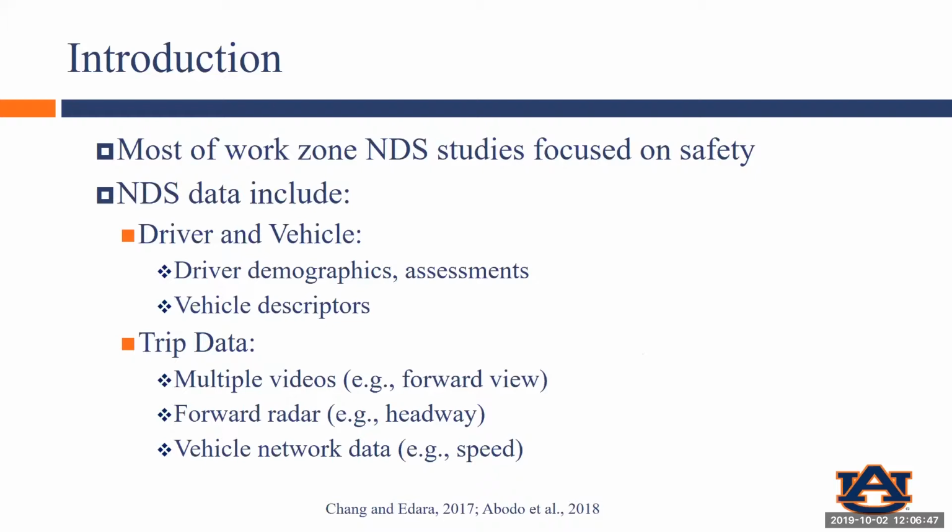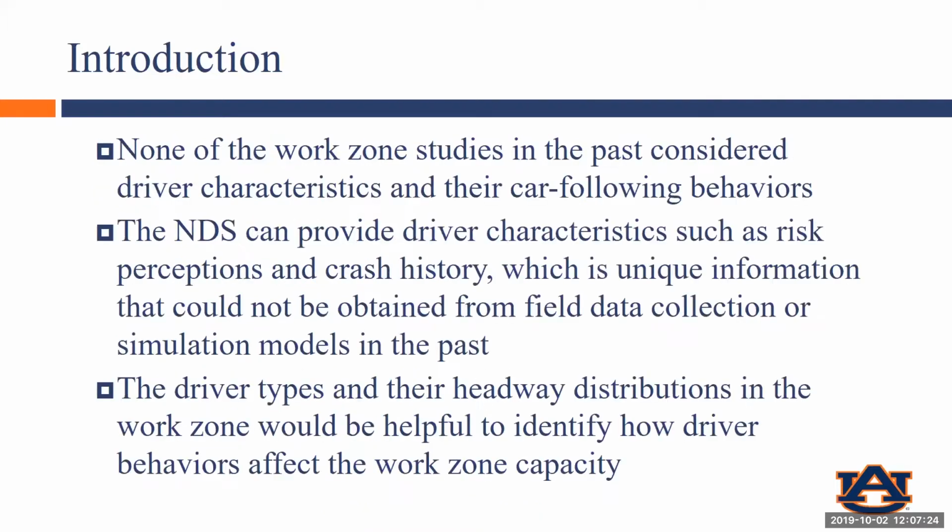The NDS data we collected include all the driver information, vehicle information, and their speed, deceleration, and acceleration rates. Trip data also include multiple videos, such as forward view videos, and headway data can be found from the forward radar data to find the time headways from the driving vehicle to the front vehicle, and also the speed data for all the vehicles.